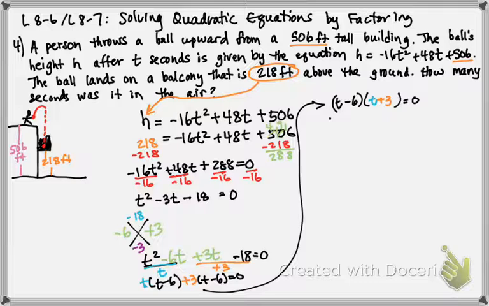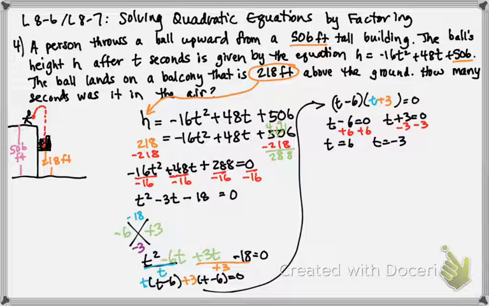So I'm going to set each of those factors equal to 0 and solve. So I have t minus 6 equals 0, and t plus 3 equals 0. So we're going to do inverse operations to get the t alone. So I add 6 on this one, subtract 3 on that one. And I get t equals 6, and I get t equals negative 3.